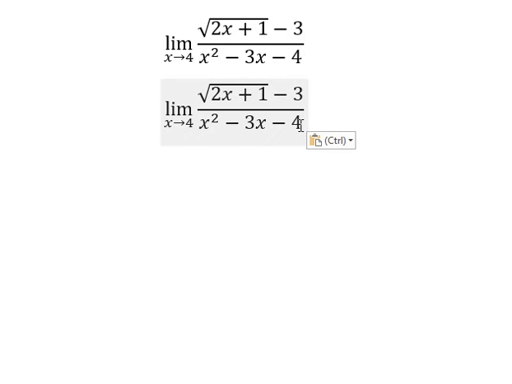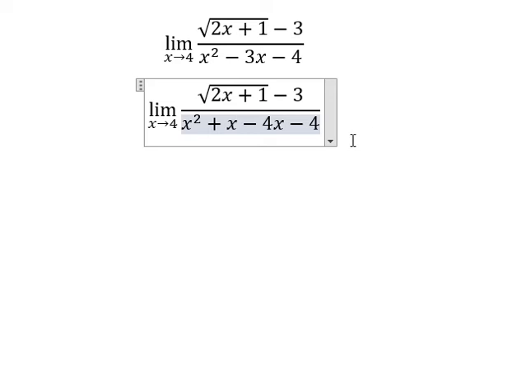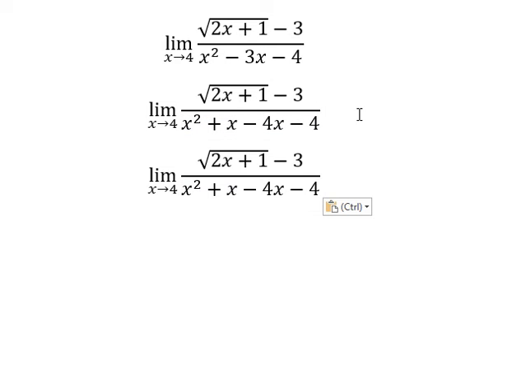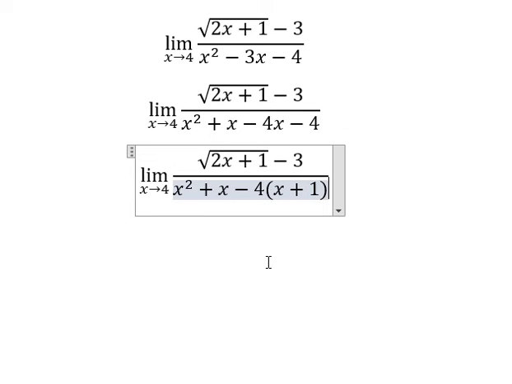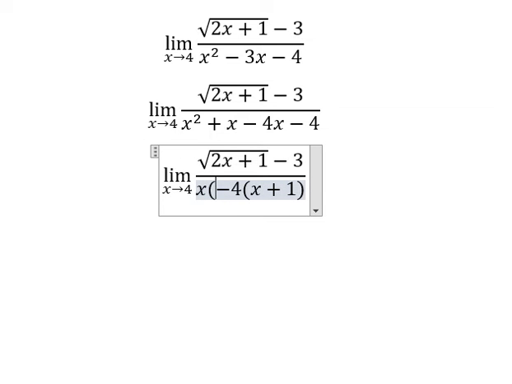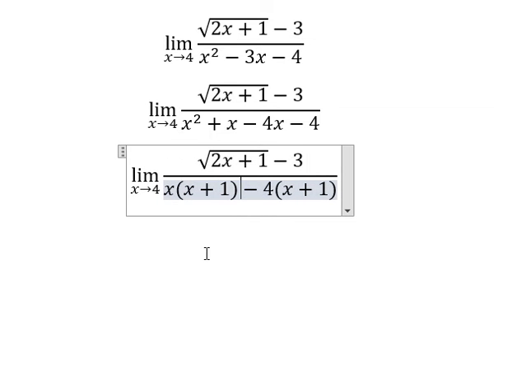We need to do factorization of this one. So for this one I will put negative 4x and positive x. Negative number 4, negative number 4. We can do factorization and we put s plus 1. This one we have s squared and s. We can do another factorization and we have s multiplied by s plus 1.